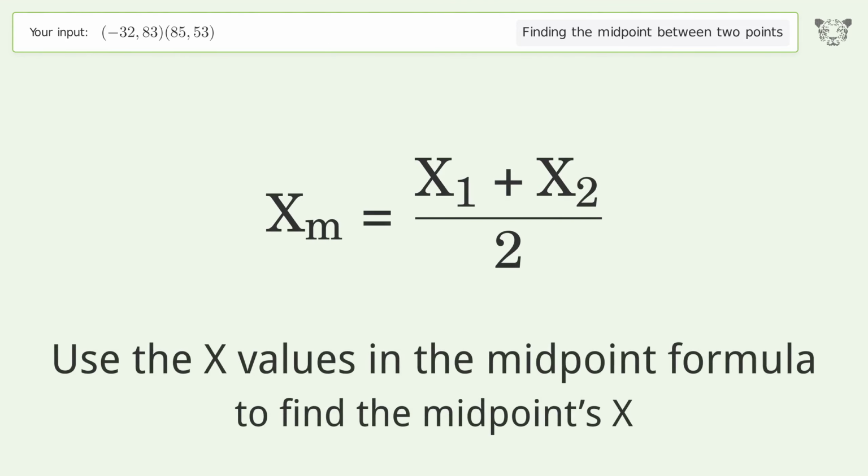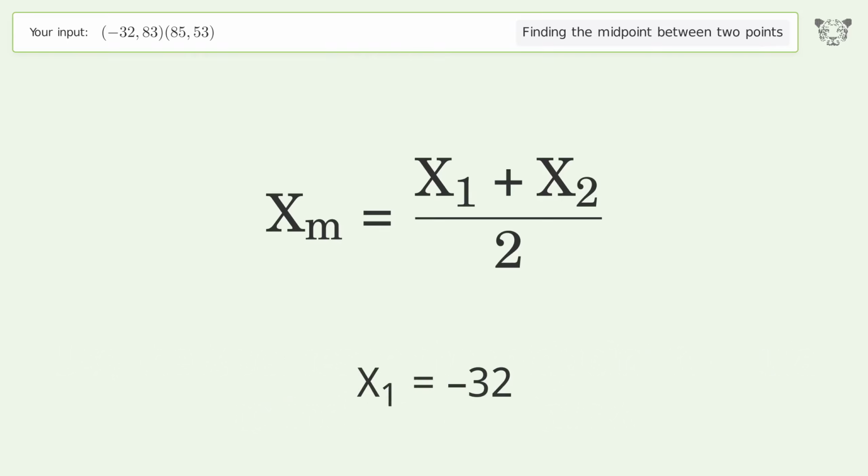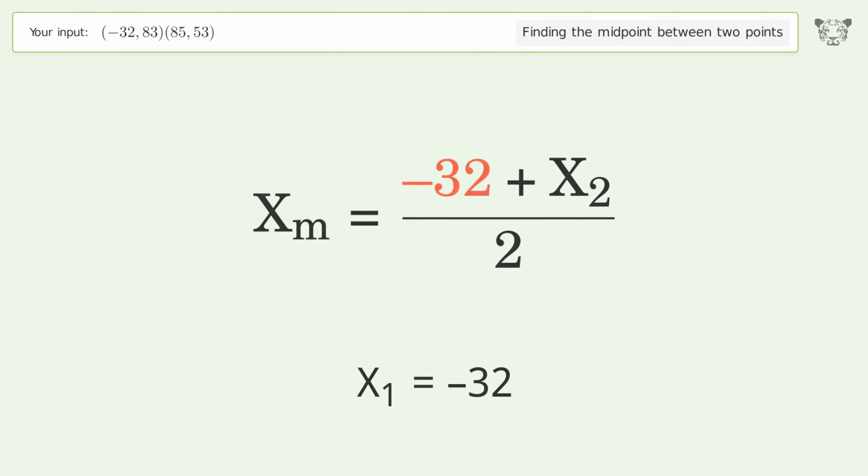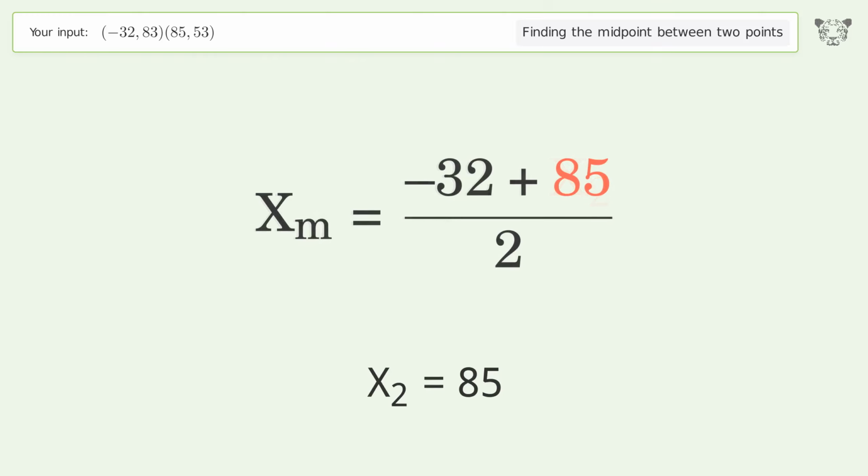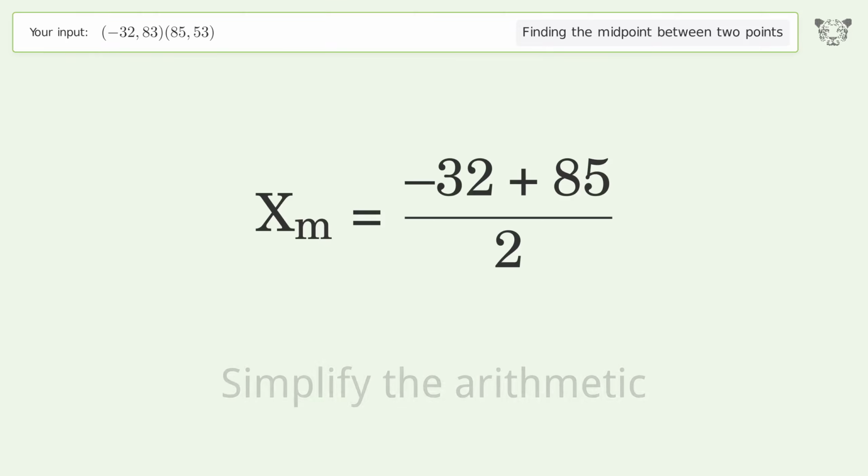Use the x values in the midpoint formula to find the midpoints x. x1 equals -32. x2 equals 85. Simplify the arithmetic.